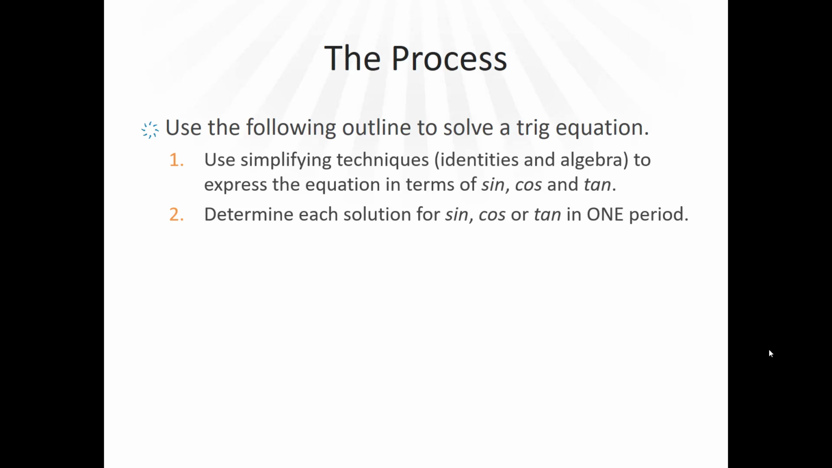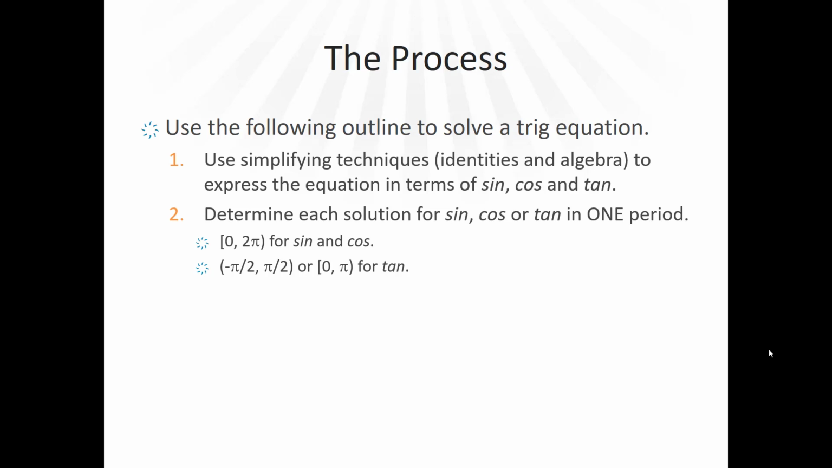we want to determine the solution for the sine, cosine, and tangent equations in one period. Now, when we think about the period length for sine and cosine, remember that's a period length of 2 pi. If you remember back to our graphs, that represents a full loop around the unit circle. Tangent's a little different. Tangent has a period length of only pi.